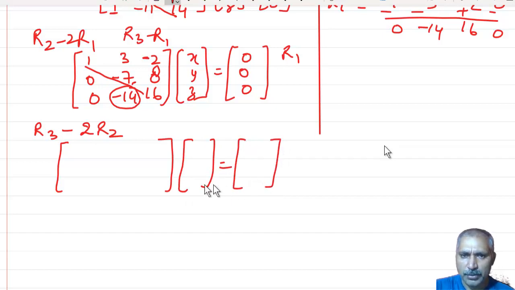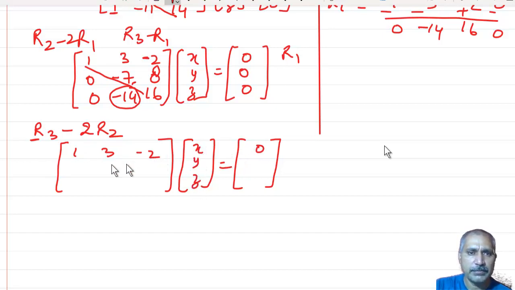Let us copy rows 1 and 2, because we are doing the operation on row 3, so rows 1 and 2 will remain the same. We will copy and paste that: 1, 3, minus 2, x, y and z, and here we have 0. The second row will remain as it is: 0, minus 7, 8, and here we have 0.